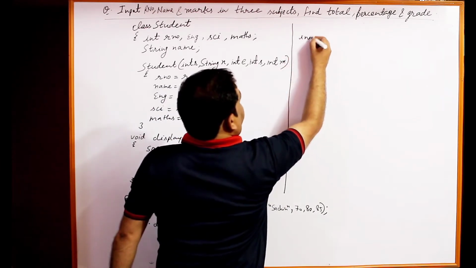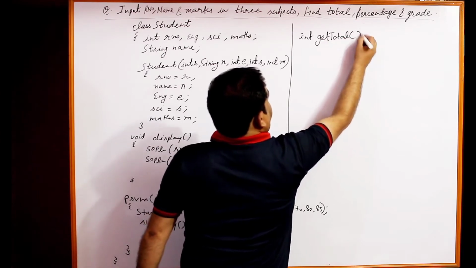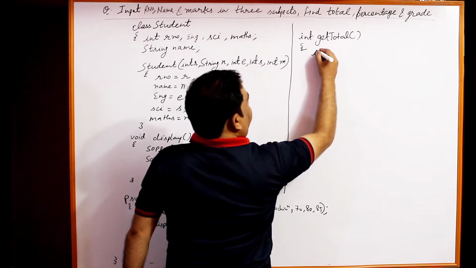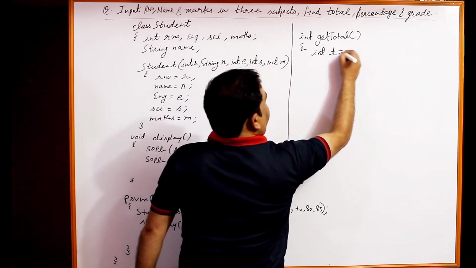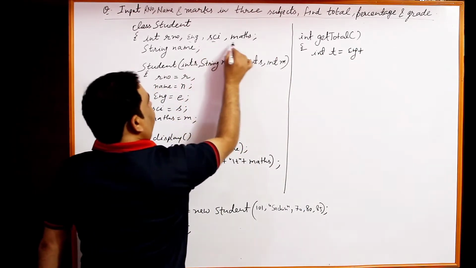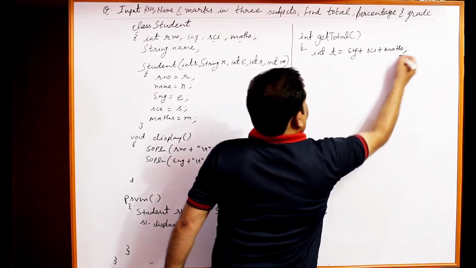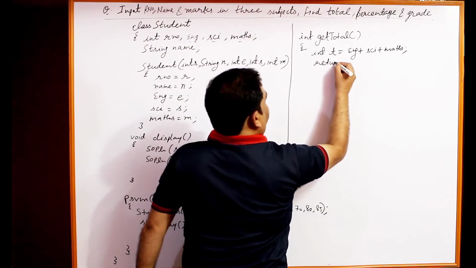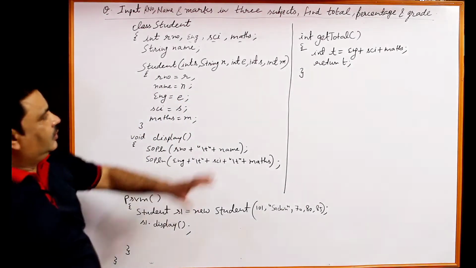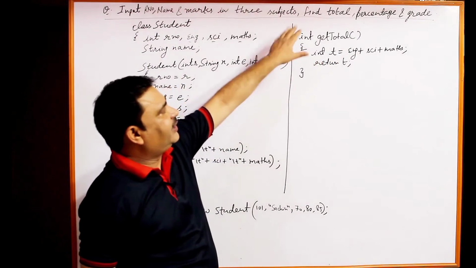Function name is int getTotal. Any name you can keep for the function. Int is the return type, I am taking one local variable int t equal to English marks, the data member, Science and Maths, eng plus sci plus maths, and return. So, this function is clear to you, total is calculated and it will be returned by this function.